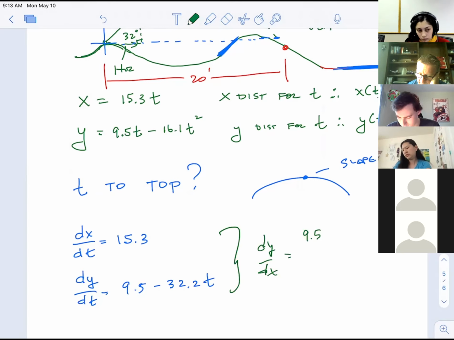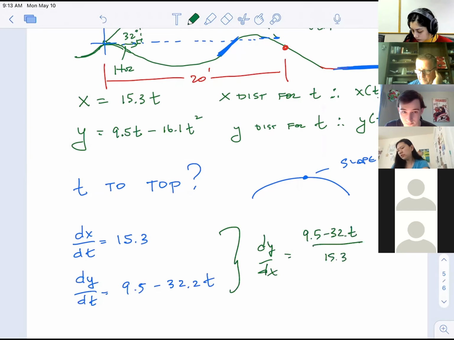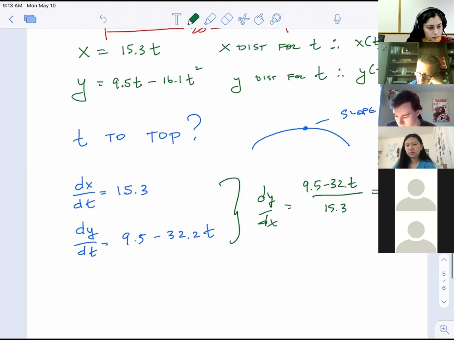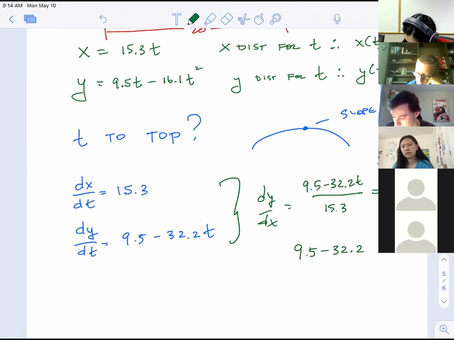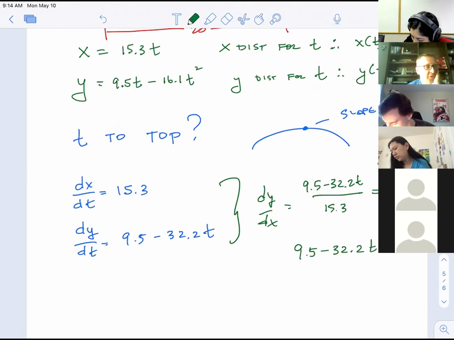9.5 minus 32.2t over 15.3. So that's our slope. And I'm curious to see, when is that equal to 0? Because I want to know when the slope is equal to 0. And so, of course, that would happen when 9.5 minus 32.2t is equal to 0, since it's only the numerator of the fraction.